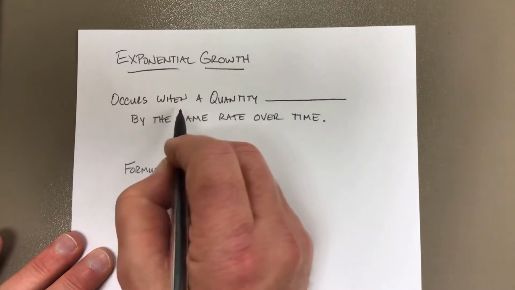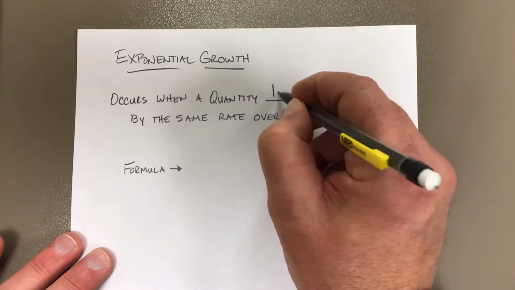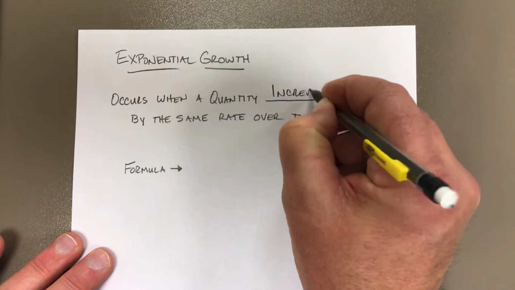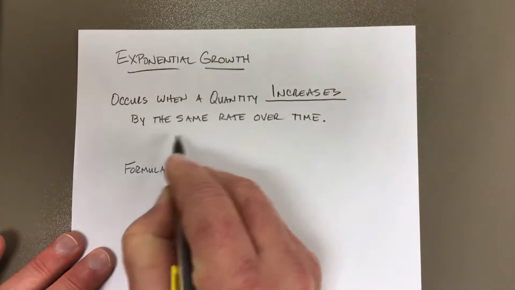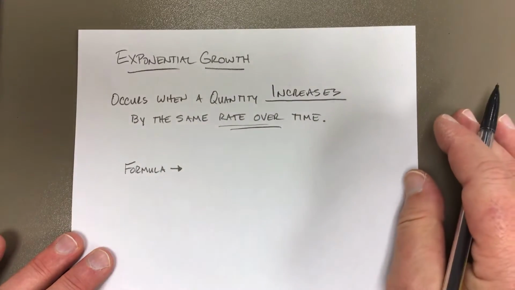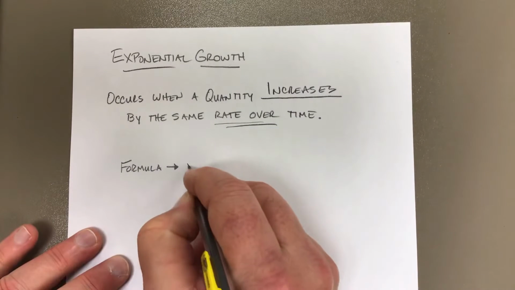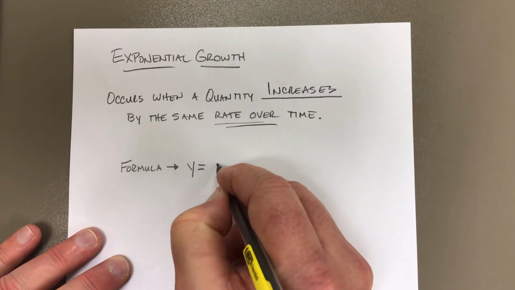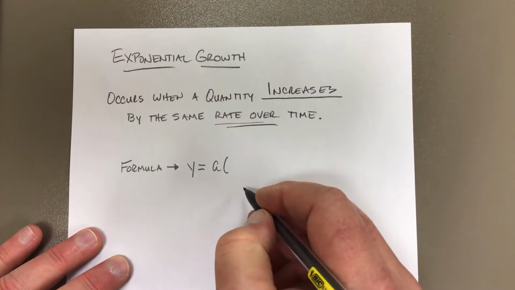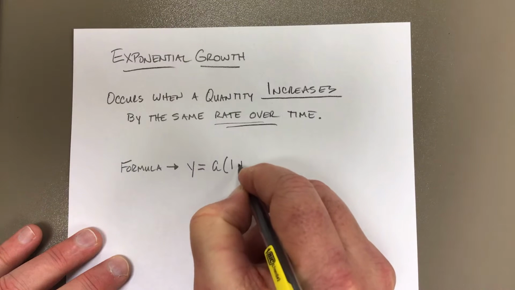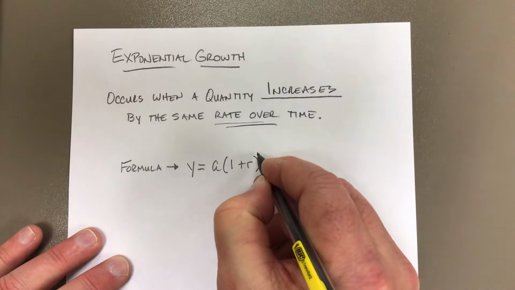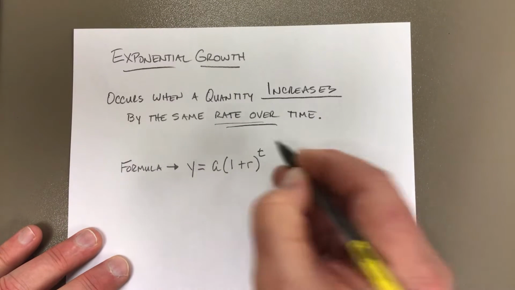Today we're going to talk about exponential growth. Exponential growth occurs when a quantity increases by the same rate over time. Something that's going to grow really fast, really quickly. There's a formula for this, and the formula is y equals a times the quantity 1 plus the rate, or r, raised to the t.